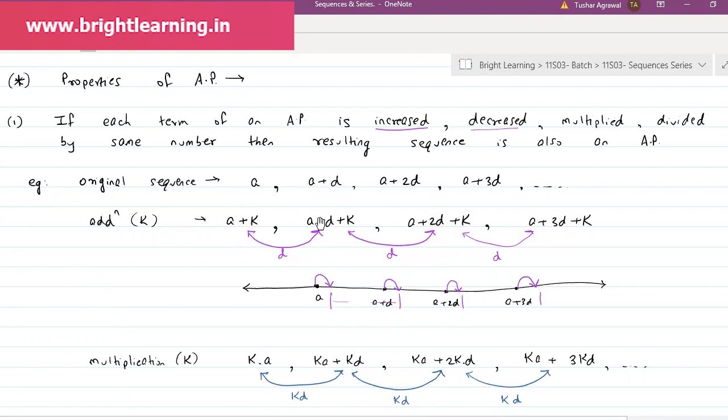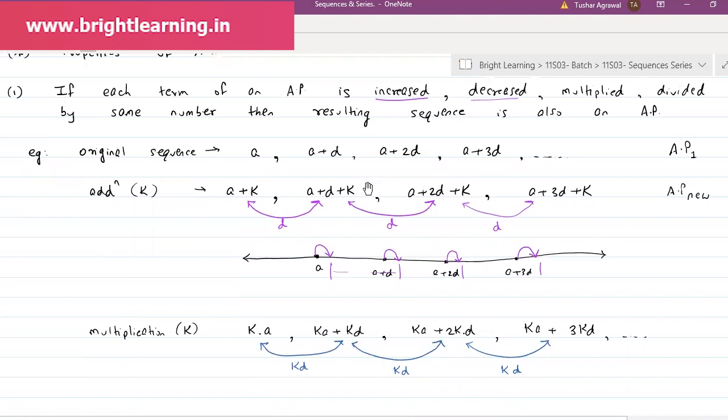Can you see the consecutive differences? A plus K and A plus D plus K differ by D. A plus D plus K and A plus 2D plus K differ by D. The difference in consecutive terms is D. Here also the difference is D. So when we add K to each of the terms, the difference remains the same, that is D only. So the new sequence that we got is still an AP. This was my original AP, this was my new AP, and this new sequence is still an AP.